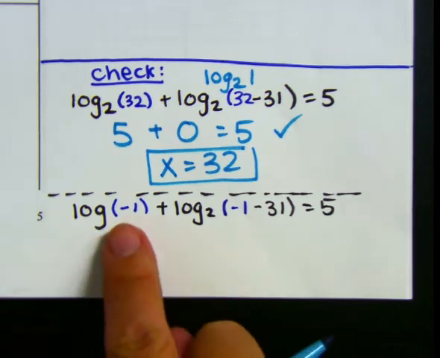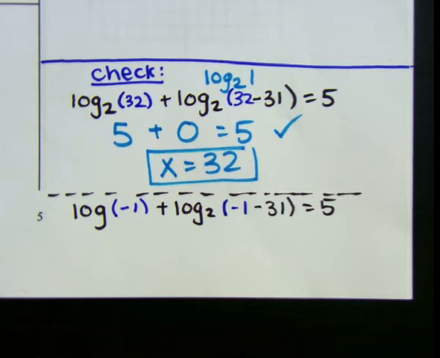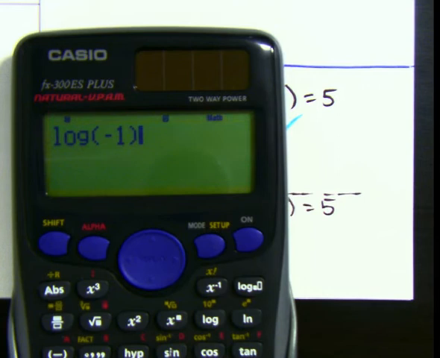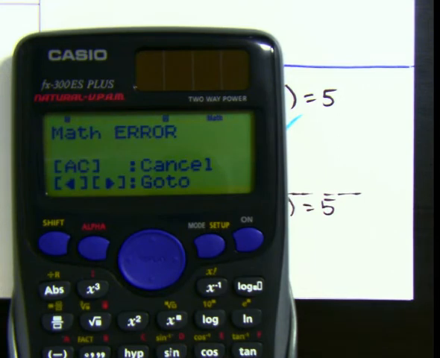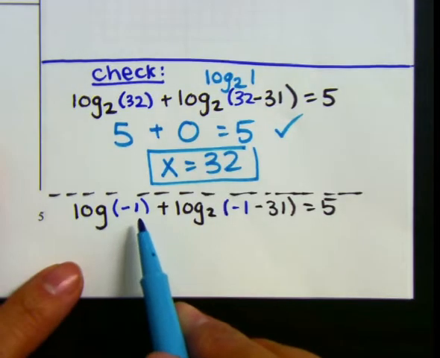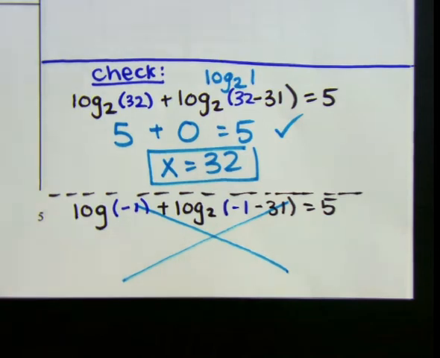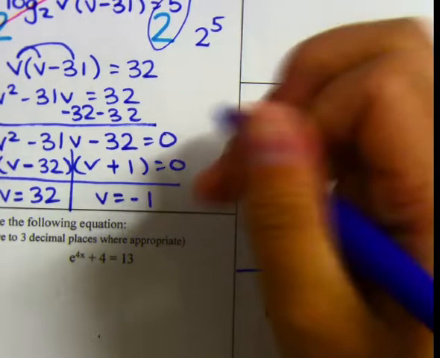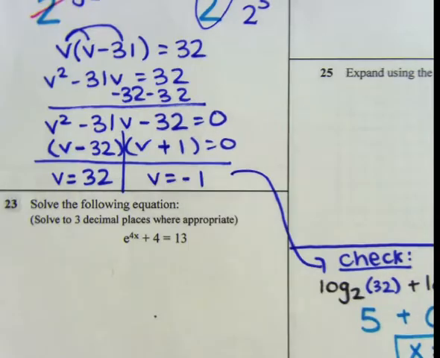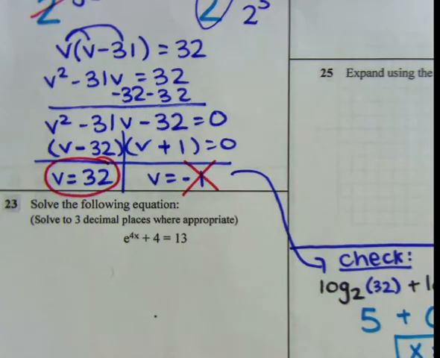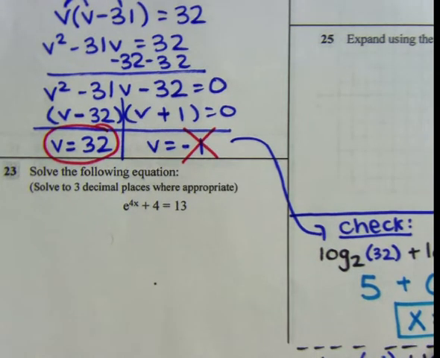Let's try it for negative 1. So log of negative 1. Let's see. If I enter this into the calculator, log of negative 1, push enter, error. So log of negative 1, we cannot simplify this. So this does not give us an answer. So the only answer we have, and I'll draw an arrow here, the only answer we have is 32. So negative 1 does not work.